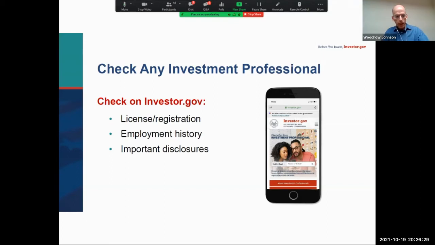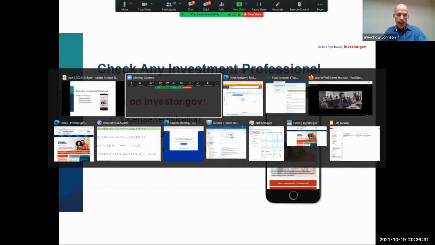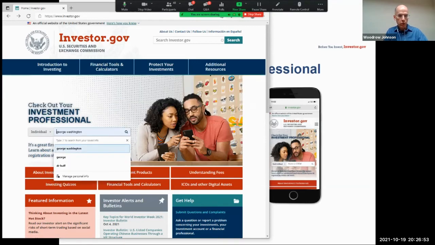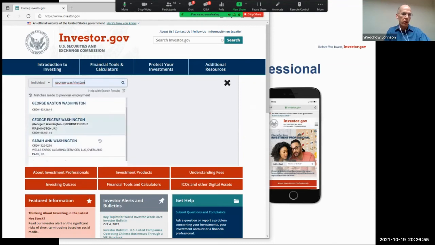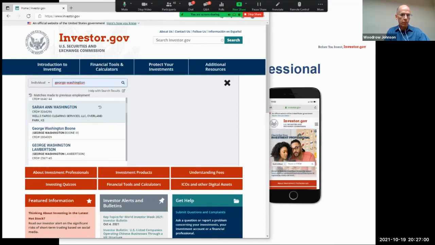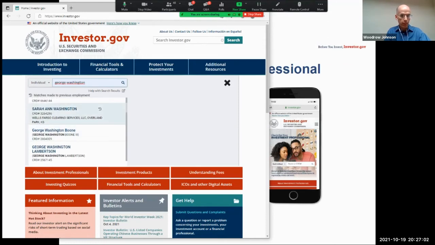Go to the SEC website, and actually right here on the homepage. So this is investor.gov, a great place to go to learn about investing. This is run by the SEC, and a lot of information both for novice investors and also for experienced investors. This middle piece right here, you can type in a name like George Washington, and you can look up people that are licensed with the SEC or with FINRA, whoever this person is, and learn about them and if they're licensed or not.